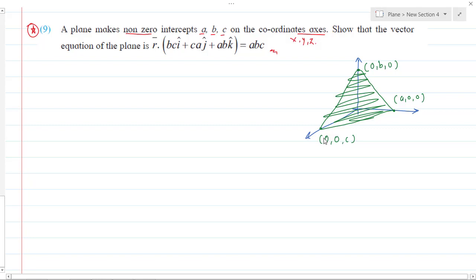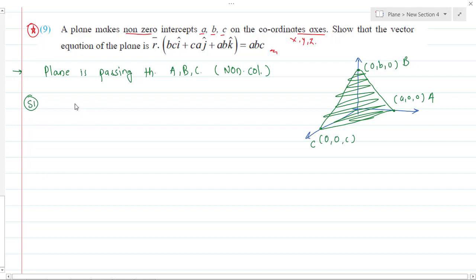Now if these are the intercepts made by the plane, can I say my plane is passing through these 3 points? So let's name these as A, B and C. So I can say the plane is passing through, yes, which points? A, B and C. Now my plane is passing through these 3 points, and these 3 points are non-collinear points. Of course they are non-collinear, and we know very well that if the plane is passing through 3 non-collinear points, what is the equation of the plane?